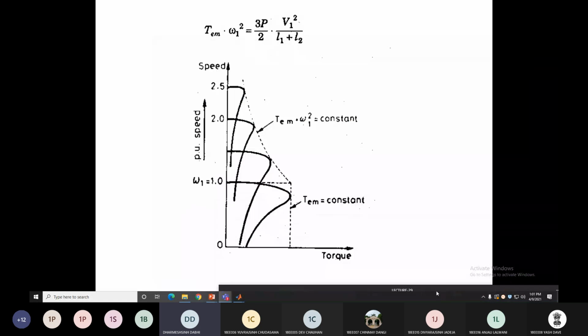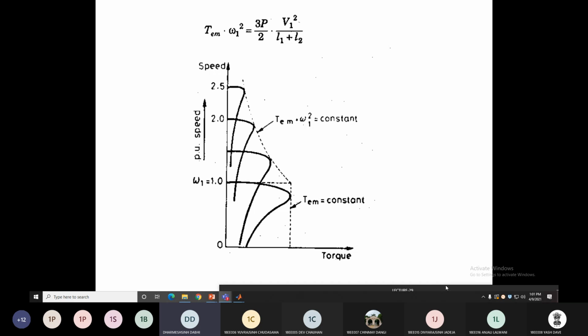Okay. So today I stop this lecture up to this point. In the next lecture we will understand the next techniques like stator voltage frequency control, stator current control, all these techniques. Okay. So here I complete this lecture.